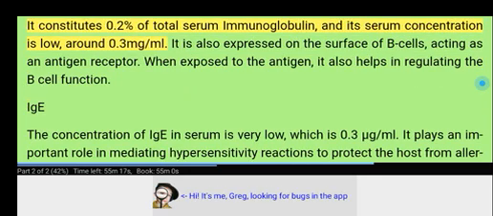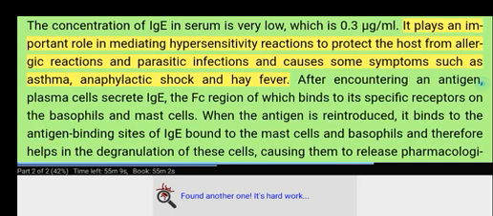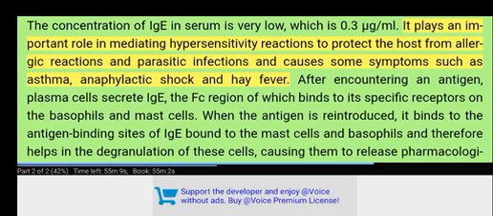IgD. It constitutes 0.2% of total serum immunoglobulin, and its serum concentration is low, around 0.3 mg per milliliter. It is also expressed on the surface of B cells, acting as an antigen receptor. When exposed to the antigen, it also helps in regulating the B cell function. IgE. The concentration of IgE in serum is very low, which is 0.3 micrograms per milliliter. It plays an important role in mediating hypersensitivity reactions to protect the host from allergic reactions and parasitic infections and causes some symptoms such as asthma, anaphylactic shock and hay fever.